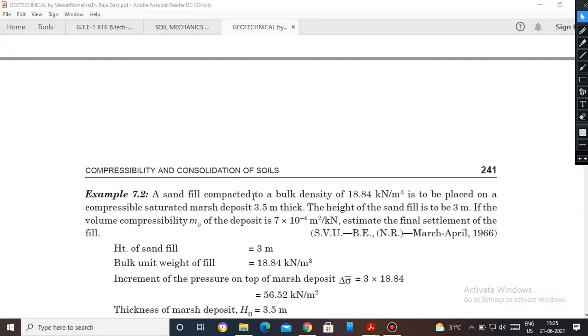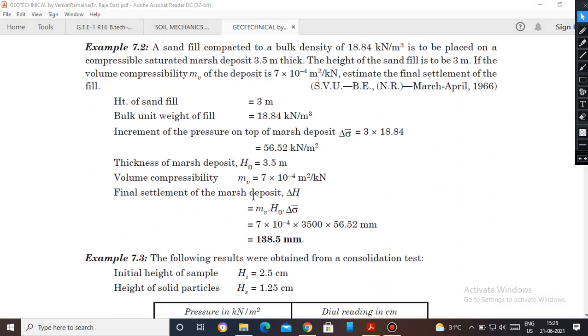In a similar way, we will solve some more problems based on this concept. And coming to the second problem, if you observe in this problem, a sand fill compacted to a bulk density of 18.84 kilonewton per meter cube is to be placed on a compressible saturated soil deposit of 3.5 meter thick. The height of the sand fill is to be 3 meter.